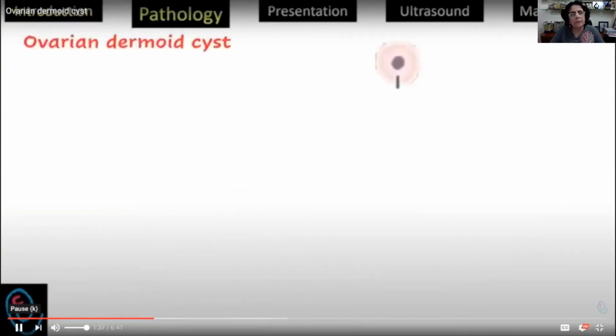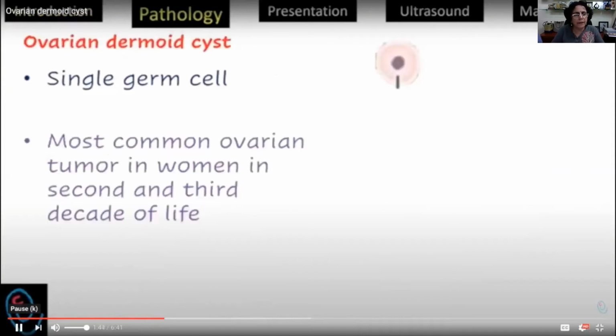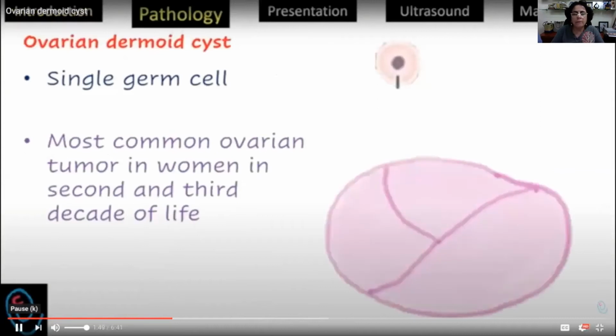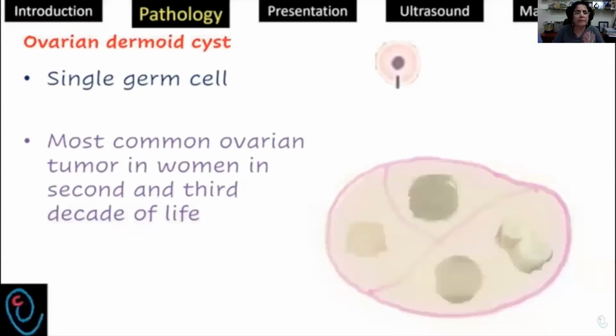So the ovarian dermoid cyst is formed by a single germ cell. This is the most common ovarian tumor in a woman in the second and third decade of life. This is a big multicystic lesion, and it has bone, hair, and skin. Because it is of germ cell origin, it has all the human tissues, and along with that, it is mixed with a sticky, sebaceous, foul-smelling material. So this is ovarian dermoid cyst.